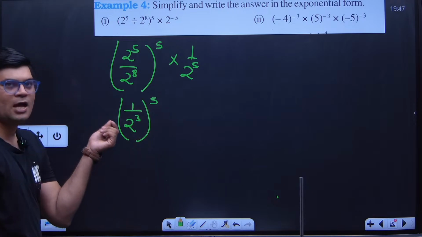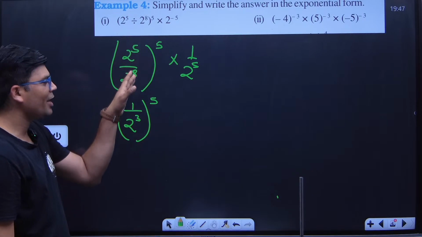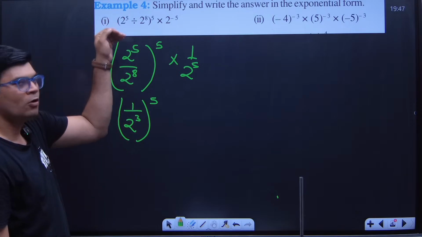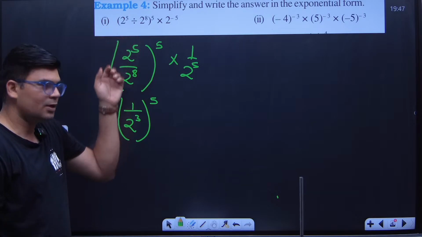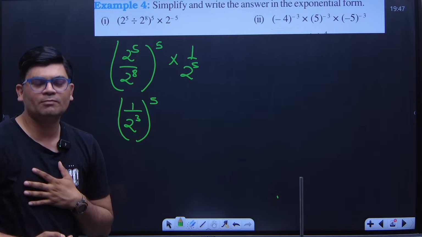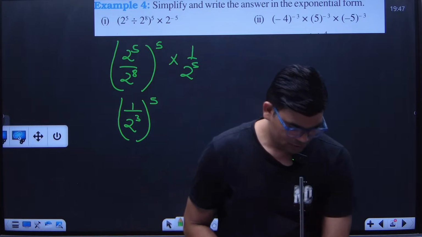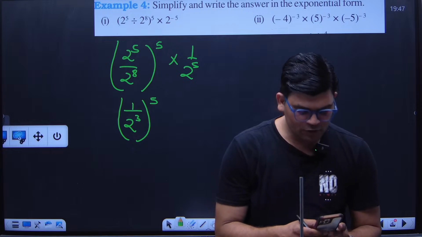This is going to be 1 by 2 raised to the power 3 whole raised to the power 5. Now you must be thinking, sir, how 3? I subtracted 5 from 8. I didn't take 8 above, but rather I brought 5 down because I want to keep the power positive. This is my first rule of solving the question.